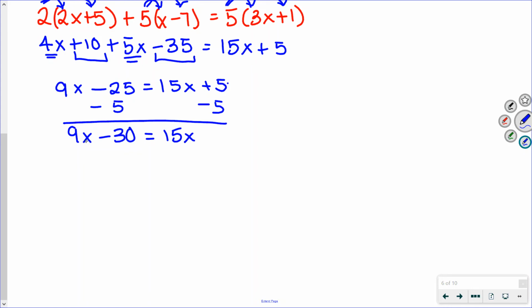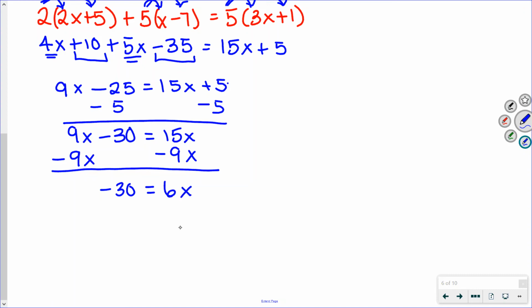Now I'm going to go ahead and move the 9x over. The inverse of a positive 9x is a negative 9x. 9x minus 9x is 0. And I have a negative 30. 15x minus 9x, that's going to be 6x.